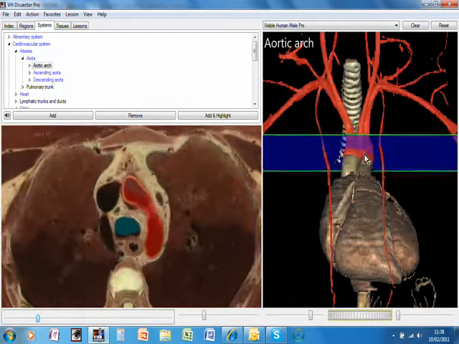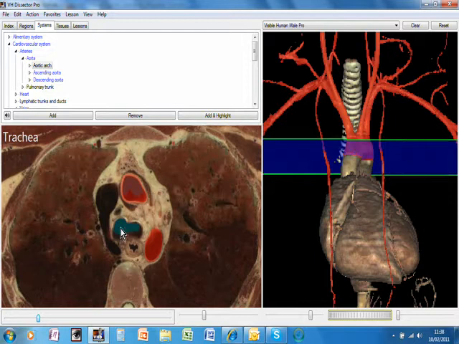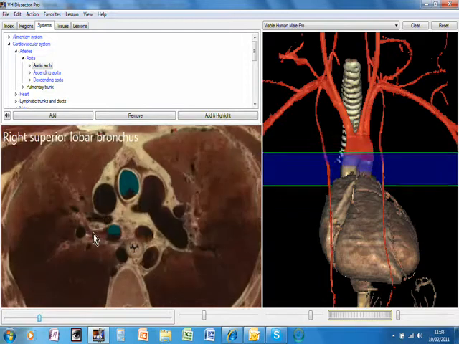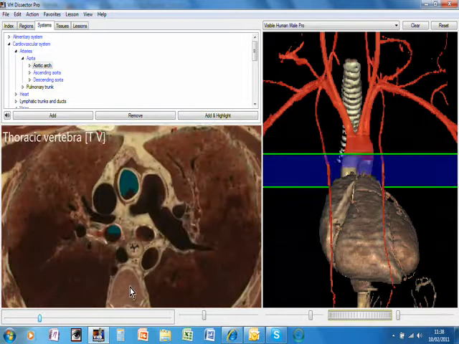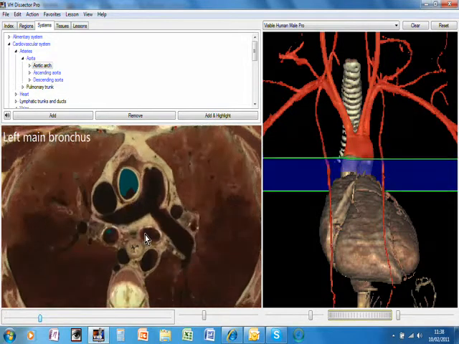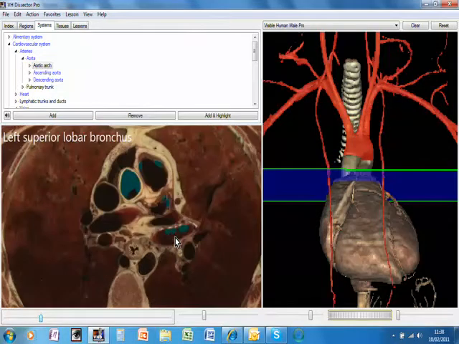We'll keep scrolling down now. Through the arch, two separate profiles at around the level of T4, T5, and the trachea has bifurcated. Follow the right main bronchus here. Note that it enters into the lung around vertebral level T5. Let's look at the left main bronchus now. It enters the lung a bit lower down at about T6.